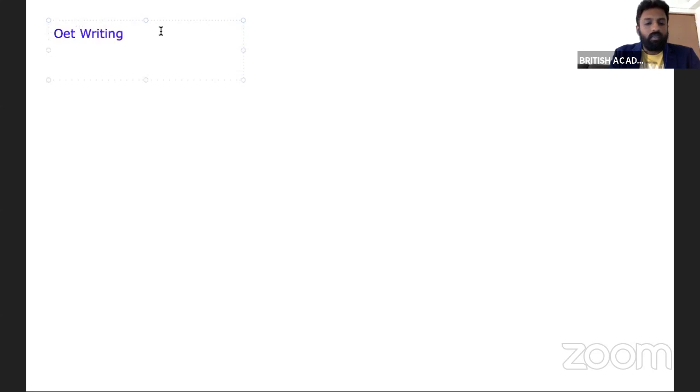On OET writing, you are all aware that there are three types of letter: transfer, discharge, and referral letter. These are the three types of letter in your OET exams, and any of these letters can be asked. So you need to be prepared with your preparation materials and with the knowledge you have acquired in this period of training.